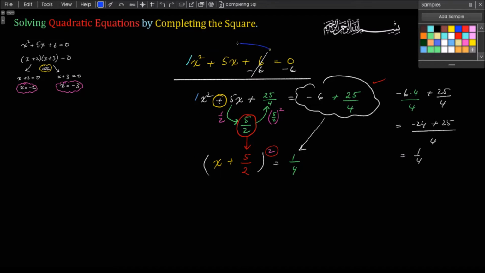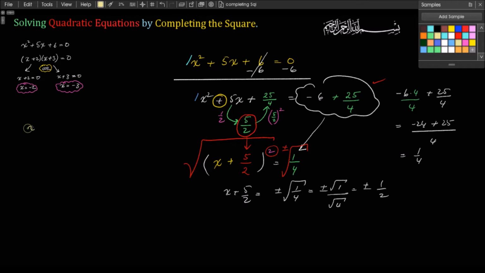So the whole process was take a trinomial like this that could not be factored in this way and turn it into one that can. And now you see, you can take the square root of both sides like this. And when you do that, you get x plus 5 over 2 is equal to plus or minus square root of 1/4. Now this is simply plus or minus square root of 1 over square root of 4. And that is simply plus or minus half.